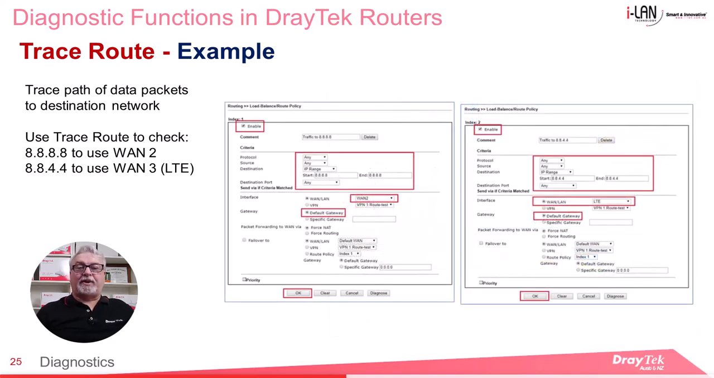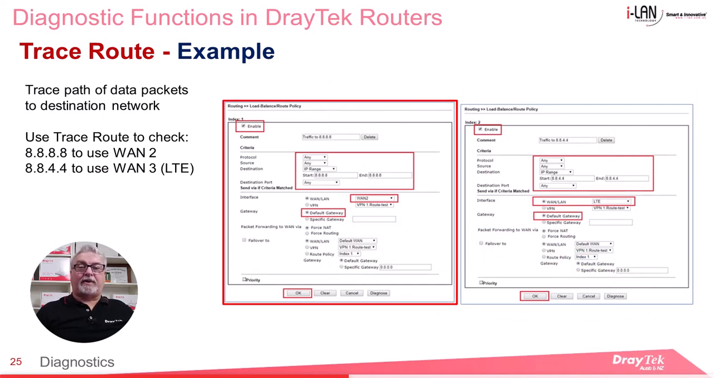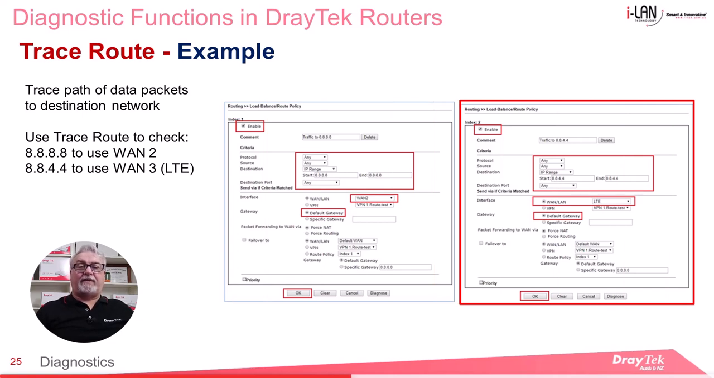The load balance route policy in the router looks like this. We have index 1 configured to send traffic to 8.8.8.8 through WAN 2 and index 2 is configured to send traffic to 8.8.4.4 through the LTE connection.